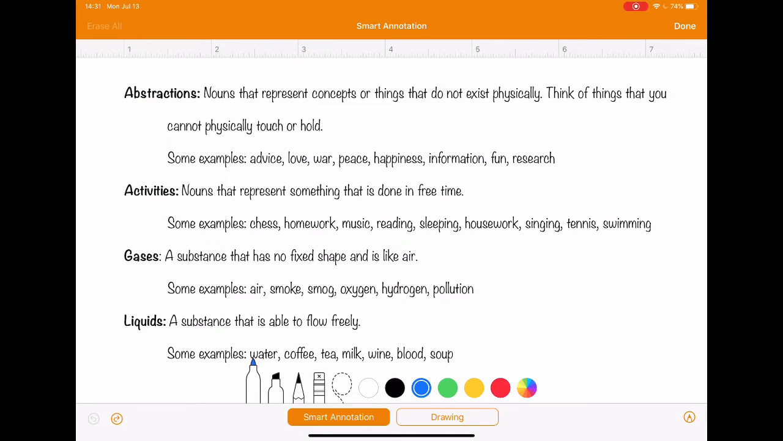So think about it. Advice, right? Advice, that's not something I can touch or hold. It's not something physical. Love, right? I can feel it. I know it exists, but it's not something I can physically hold or touch. Information, that's something that exists only in my mind or in a book. It's not something actually physical.